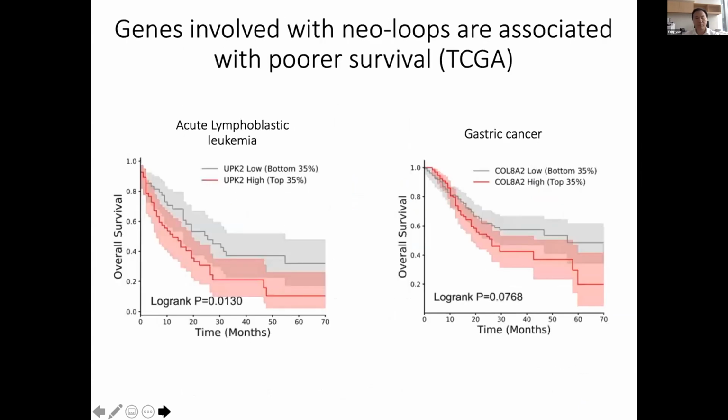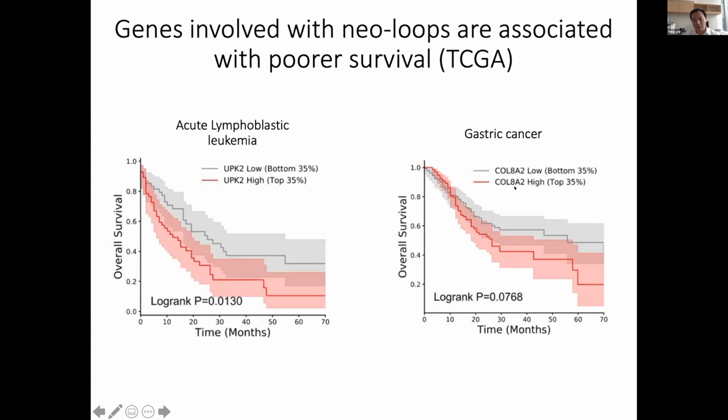Right? Okay, so one of the surprising findings we have is that by only looking at the genes involved in enhancer hijacking or new loops, we found a couple of genes that are novel to the current literature, whose expression is related to patient survival. So for example, in the acute lymphoblastic leukemia patients, we observed that UPK2 is always involved with enhancer hijacking. And by checking the TCGA data, you can see that higher expression of UPK2 is associated with a poorer survival rate.